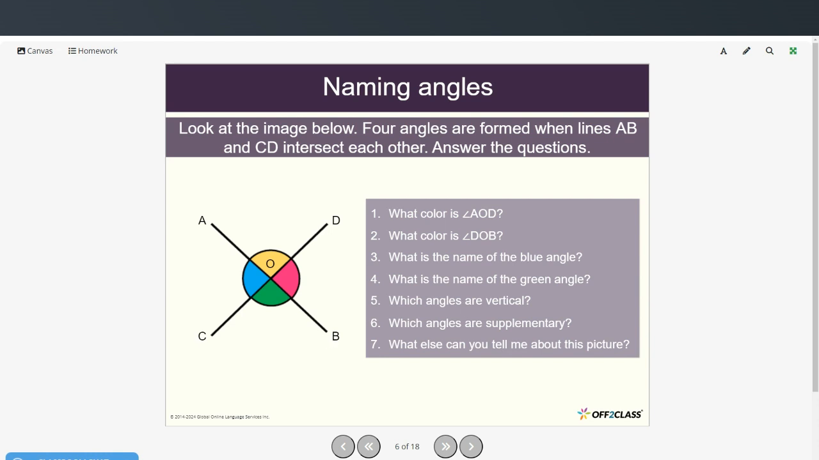And which angles are vertical? That would be AOD and COB. And which angles are supplementary? So AOD and DOB are supplementary, and then AOC and AOD are supplementary. And what else can you tell about this picture? If you add all the angles together, you get a circle, so that means all of the angles will total to 360 degrees.